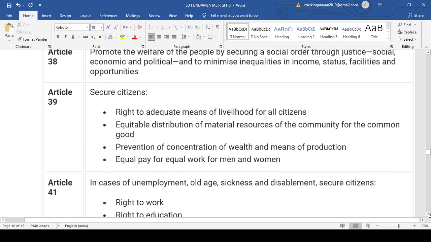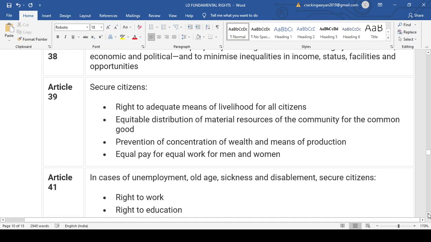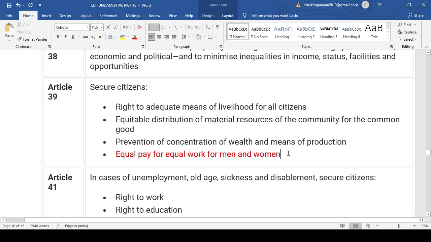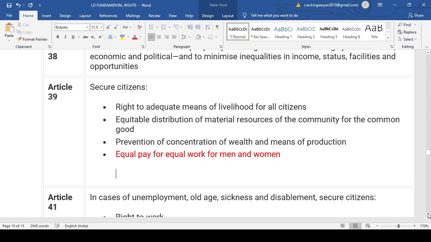Then we have Article 39, which talks about, this is a very famous question of polity, which article of the Indian Constitution talks about equal pay for equal work. Those who are preparing for BHU, MSCT, or any of the judiciary exams, you must have seen this question many times. So it is Article 39 of the Indian Constitution which talks about equal pay for equal work. This is a very important article, and a very famous polity question.